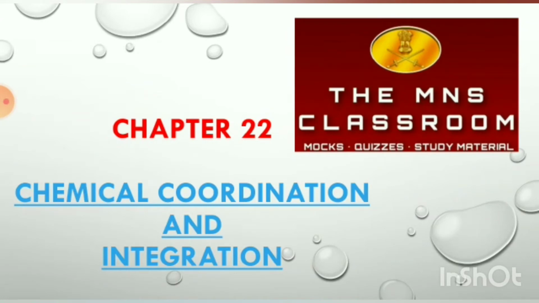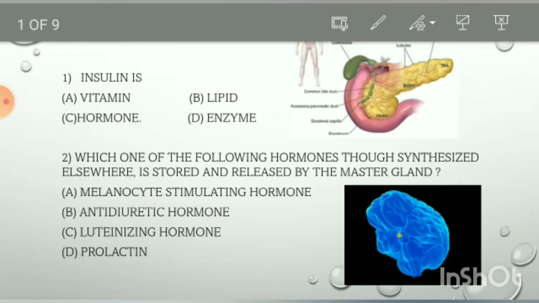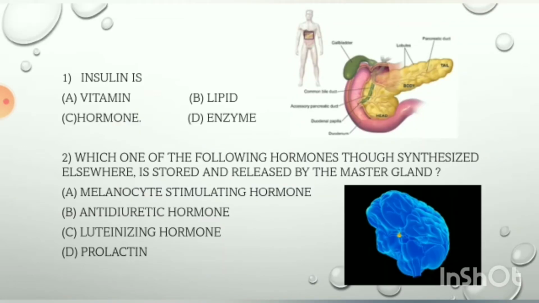Today's video we will be doing 14 MCQs from the chapter Chemical Coordination and Integration. So let us start. Our first question is: insulin is a, and your options are A. Vitamin, B. Lipid, C. Hormone, D. Enzyme. Now please pause the video and try to answer this question.